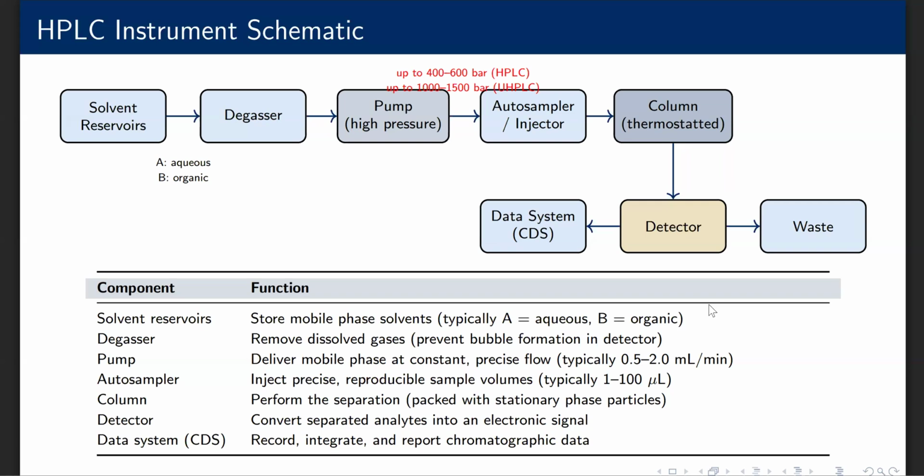Note the pressure annotation. This high pressure is necessary to push liquid through the tiny particles in the column, and it is what distinguishes HPLC from older gravity-driven liquid chromatography.